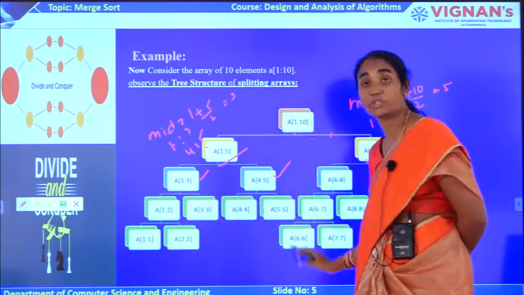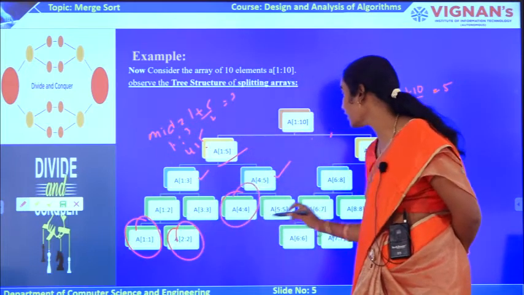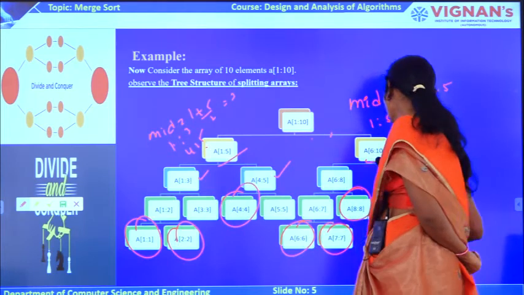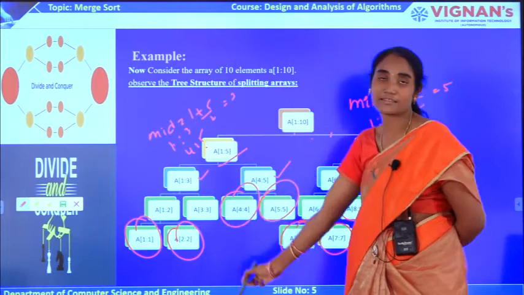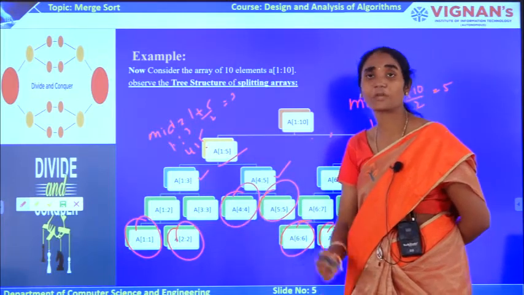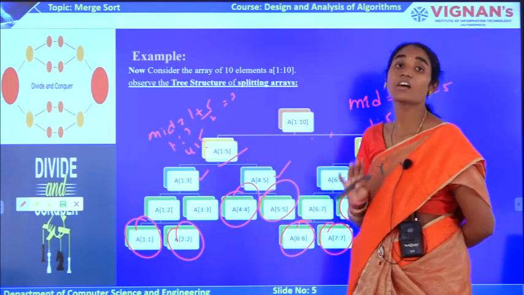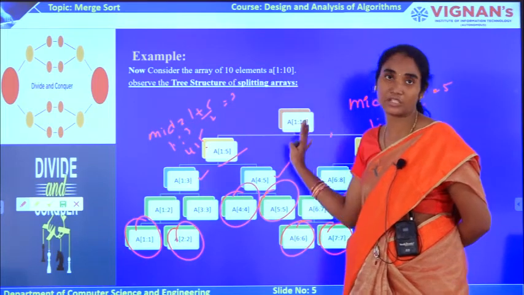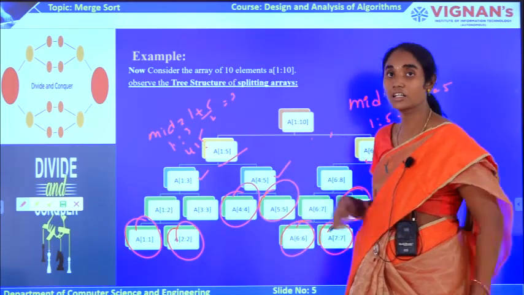Likewise I need to divide until I have only a single element. If you have seen here, at the last level I will have only single elements. 1 to 1 is nothing but a of 1, and 2 to 2 is nothing but a of 2. So until I have a single element, I need to divide recursively. This is all about the division procedure. Now how to combine all this to get our solution, we will see in the next slide.